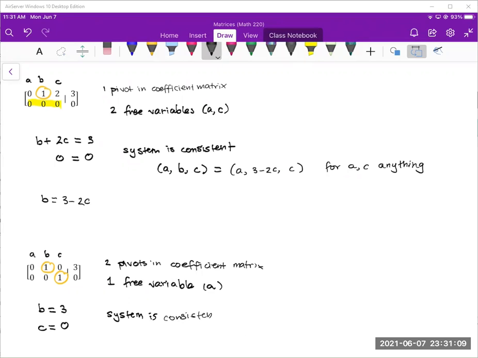And we're actually going to have infinitely many solutions. For our unknowns a, b, and c, we find that a can be anything because it's free, that b is equal to 3, and that c is equal to 0. And it doesn't matter what our augment was. No matter what our augment was, it would just give us values for what b is equal to and what c is equal to. So this is always going to be a consistent system.